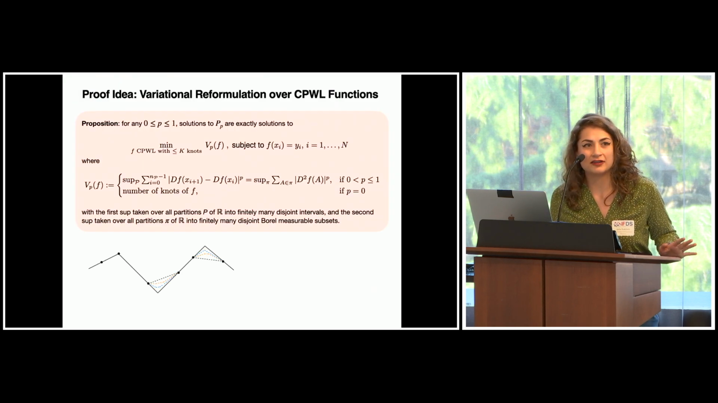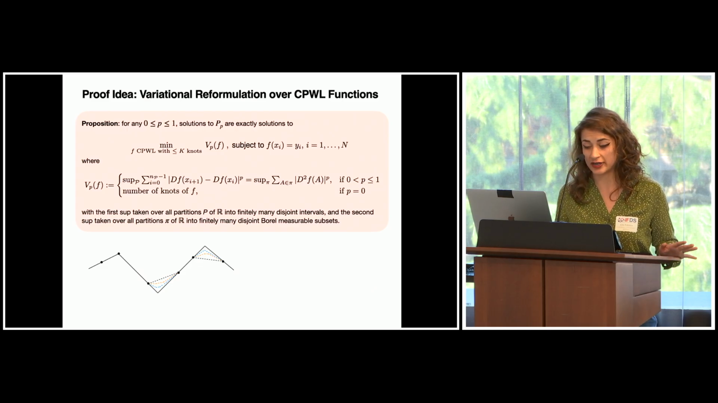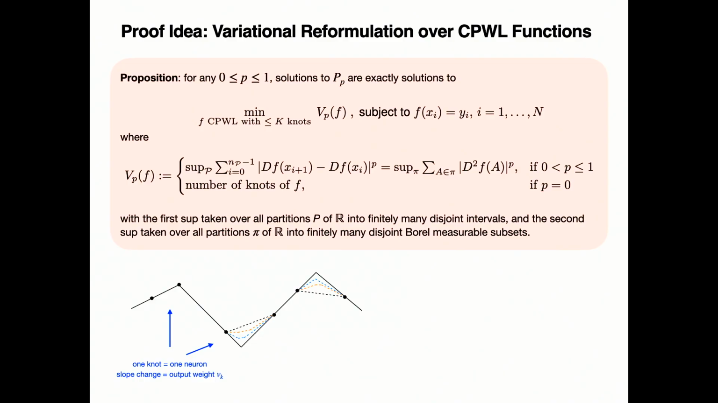Okay, so how do we do this? Well, the basic idea is that neural networks are continuous piecewise linear functions. In the univariate input case, the kinks in the function, so the places where the slope changes, each kink corresponds to one neuron in the network, and the change in slope is given by the output weight of that corresponding neuron.